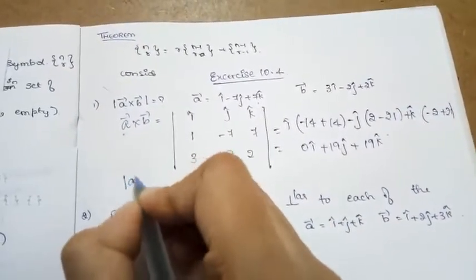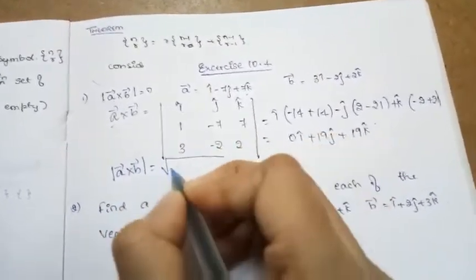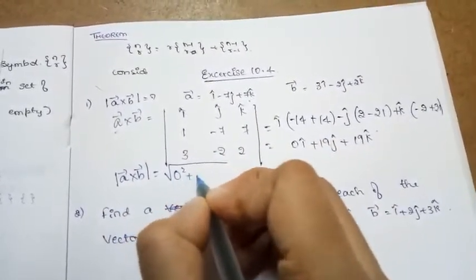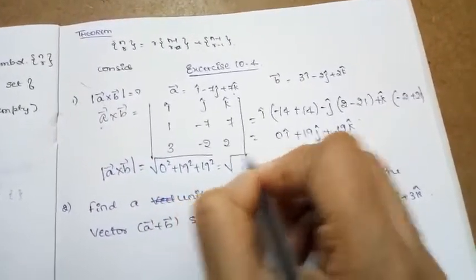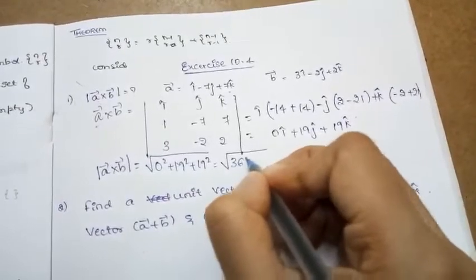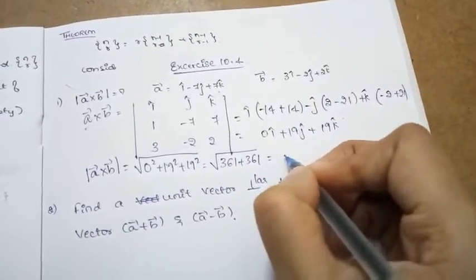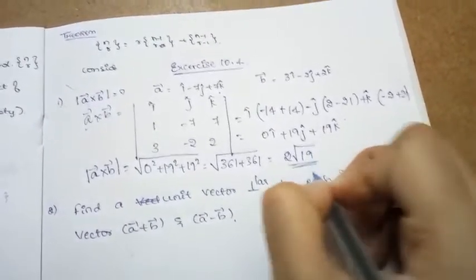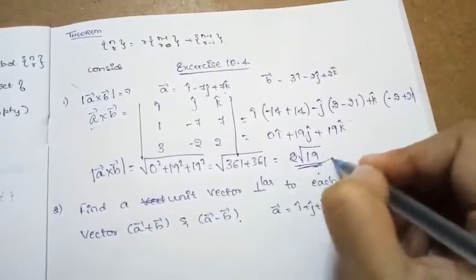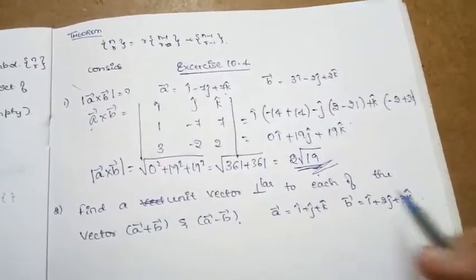But what we needed is the magnitude of vector A cross B. So how do we take it? It is the square root of 0 square plus 19 square plus 19 square. So 19 square is 361, plus 361. So it is 2 times root 19. So this is the magnitude of vector A cross B.